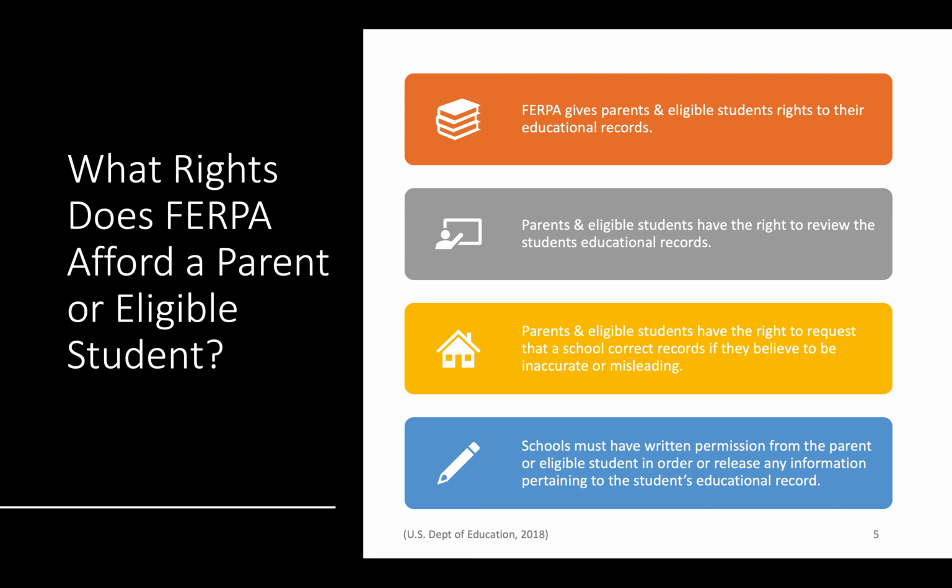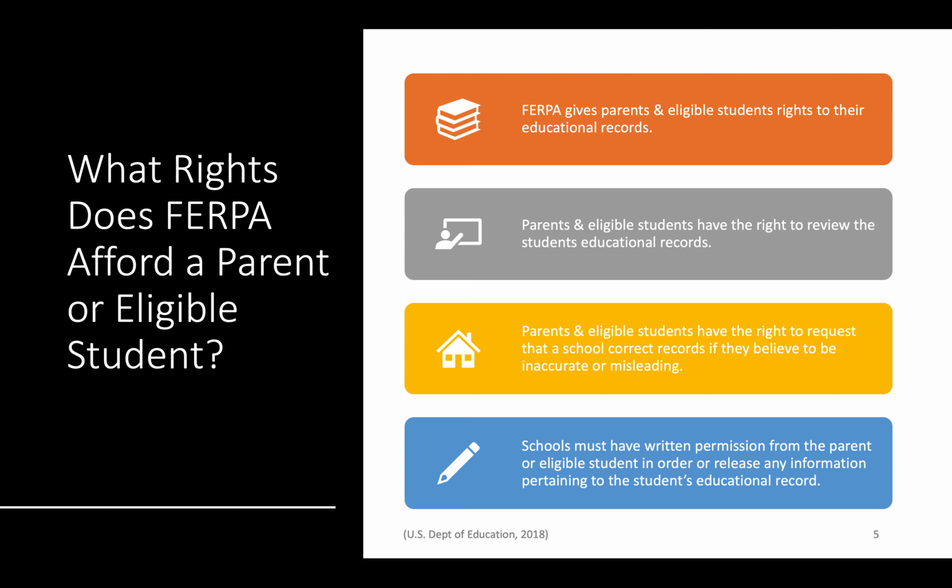Parents and eligible students have the right to review the educational records maintained by the school. Parents and eligible students also have the right to request that a school correct or make changes to educational records if they believe that the information in the record is inaccurate or misleading. If the school denies the changes to be made to the record, parents or eligible students have the right to request a formal hearing. If after the formal hearing the request is still denied, parents or eligible students may place a statement within the record itself stating their view or explaining why they believe the information stated is incorrect.